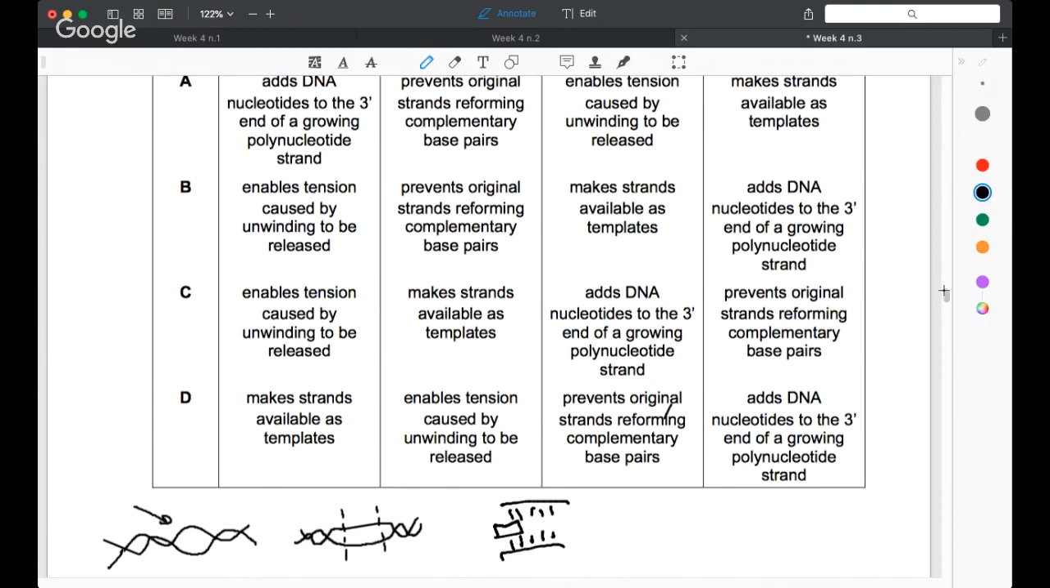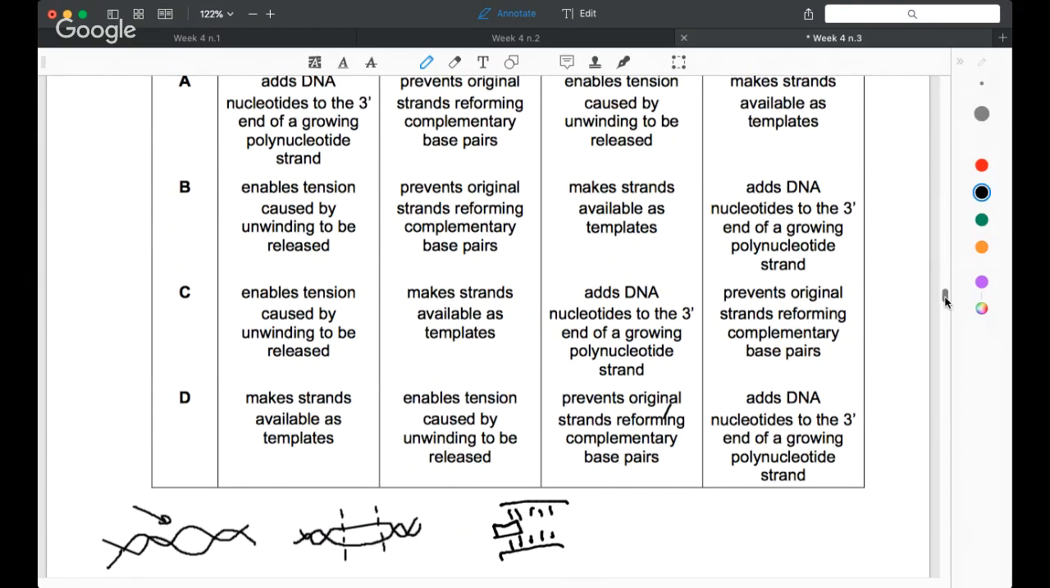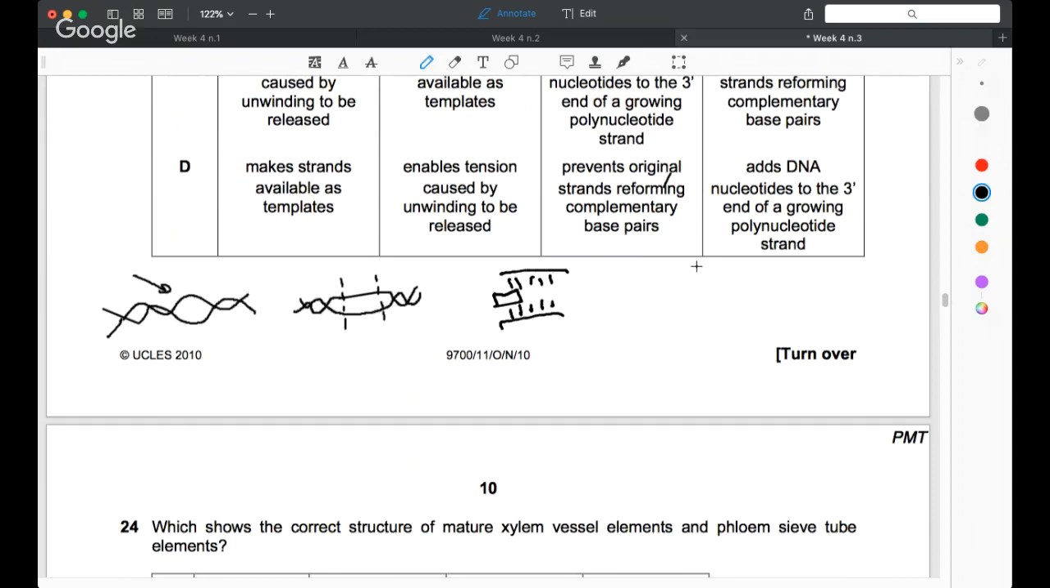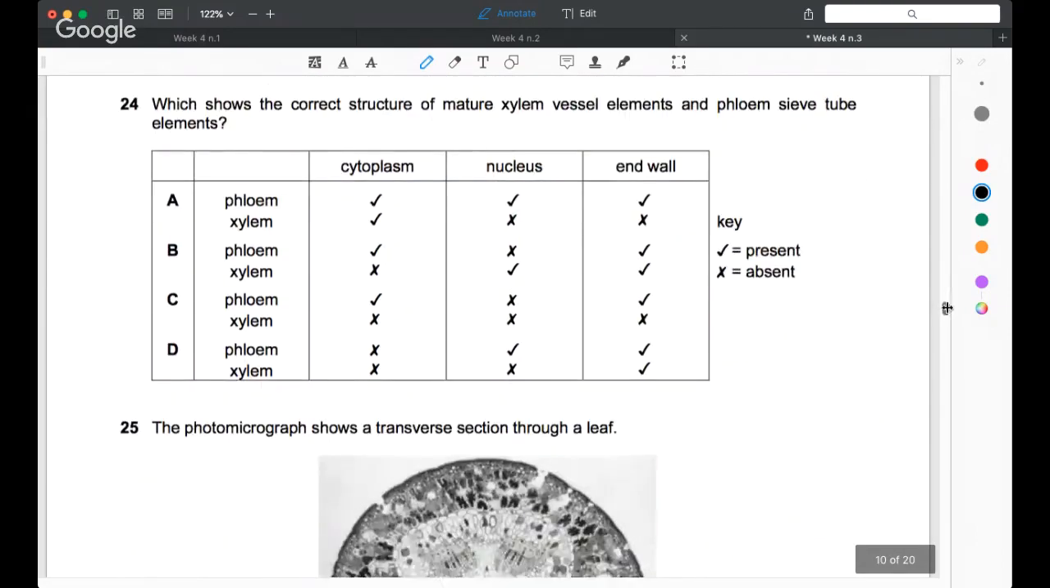And do you know what polymerase does? Yeah. I mean, it could be that back in 2009, the functions of helicase and topoisomerase were part of the syllabus, but let's move on. Okay. See, good.